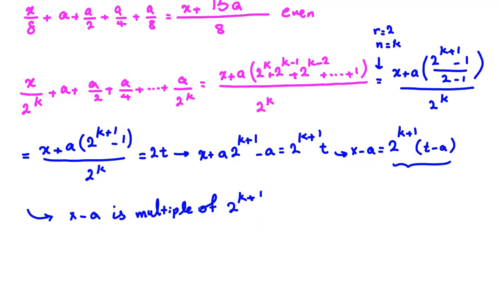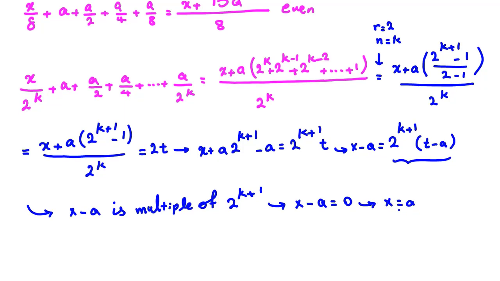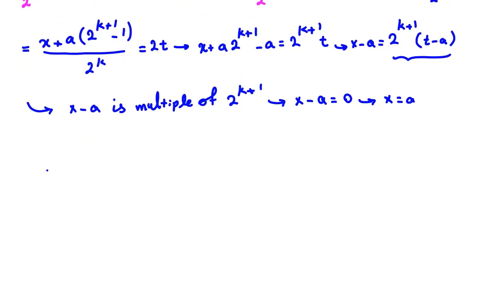So, okay, it can go to infinity, and what does that mean? We have only one integer that is a multiple of all large numbers. What is it? 0. Only 0. So x minus a should be 0. So the only case where it goes up to infinity, where it won't stop, is x equal to a.